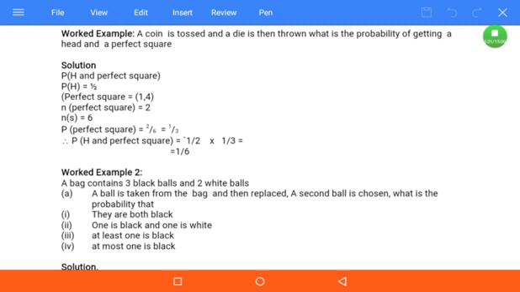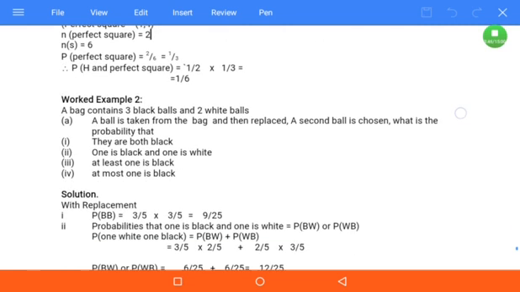Okay, so the probability of having a head and, underline the word and, a head and a perfect square is 1 over 2 times 1 over 3. And that gives us what? 1 times 1, 1. 2 times 3, 6. That is 1 over 6. I believe that is clear.